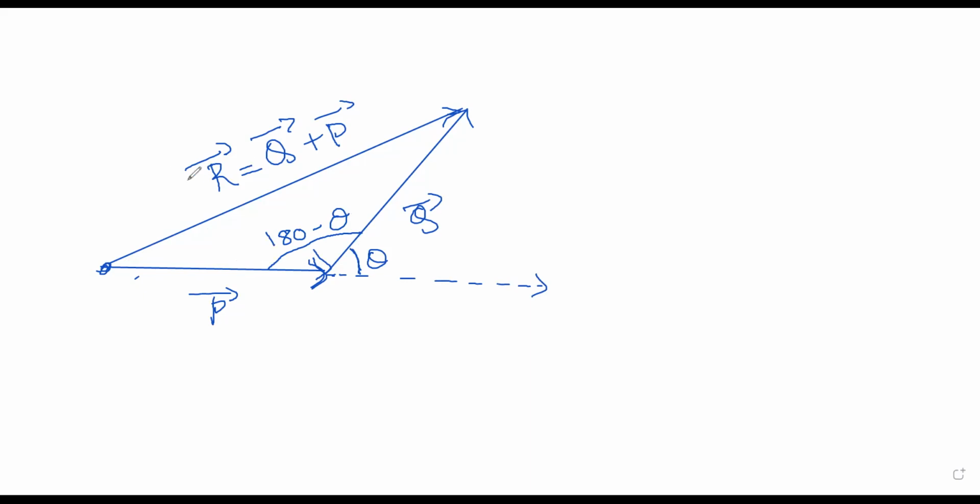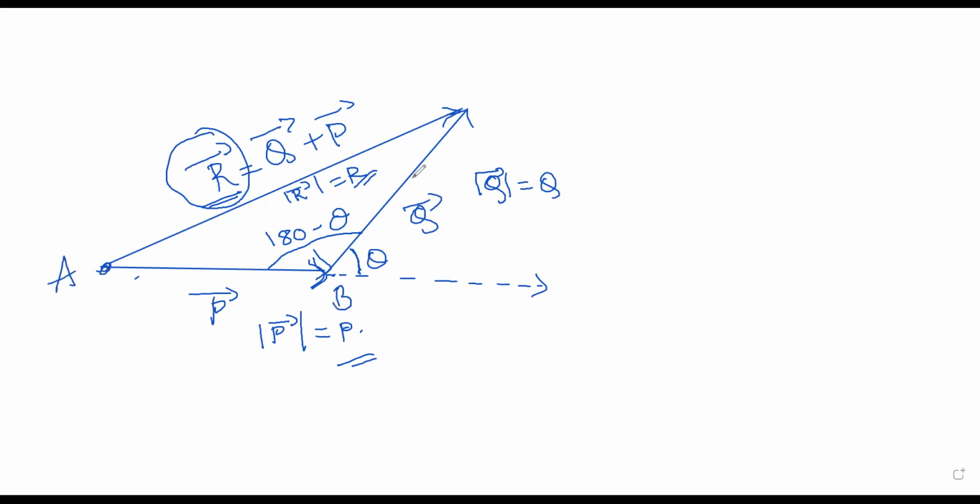Now what I want is the magnitude of this vector R bar. The magnitude of the vector is nothing but the length of this vector, so that is mod R bar. This mod R bar, we will simply write as R. This mod Q bar, we simply write as Q, and the mod P bar, the modulus of the vector P bar, we simply write as P. These are the lengths of the sides of the triangle, and I have the angle 180 minus theta over here. What I want is the magnitude of this side. Let us say this is A, B, C, and I want the length of the side AC.